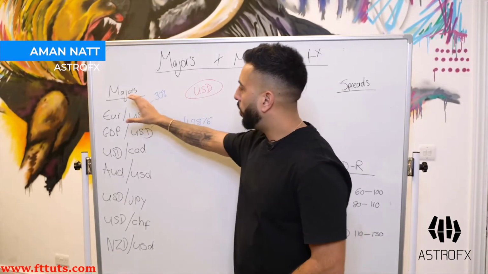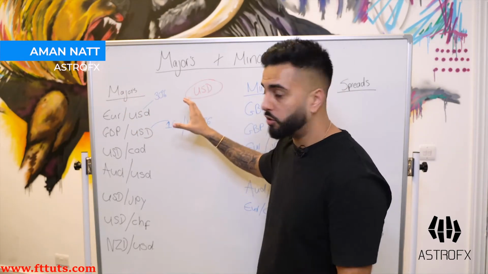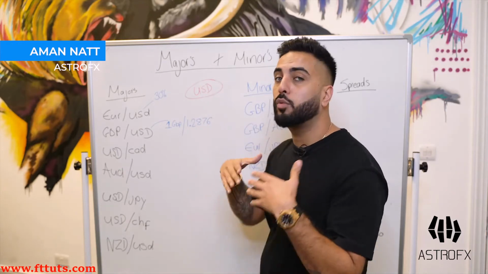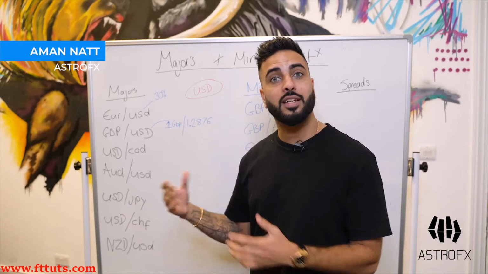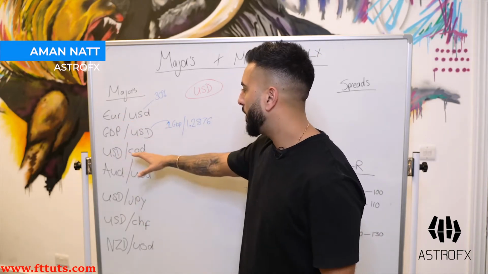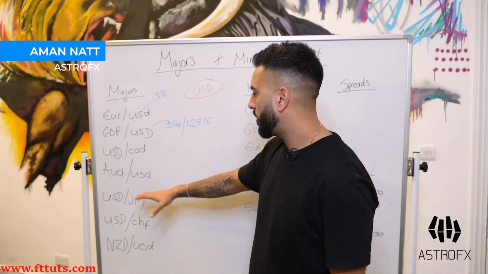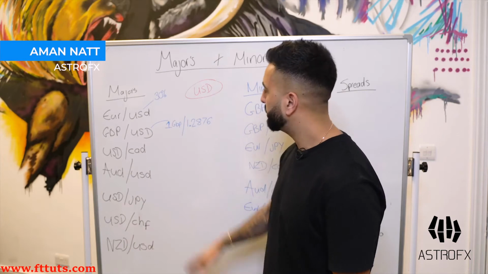So majors all have the US dollar in it. Why is that? Because long story cut short, back in the day, the US dollar held the world's most amount of gold. So this became the world's default currency and still is right now. So Euro USD, GBP USD, USD CAD, Australian dollar US dollar, USD JPY, USD Swiss, and NZD USD.